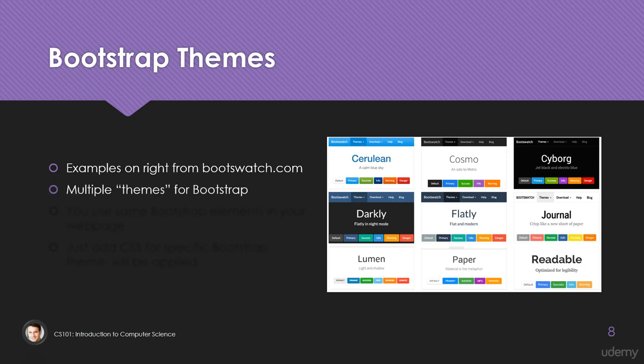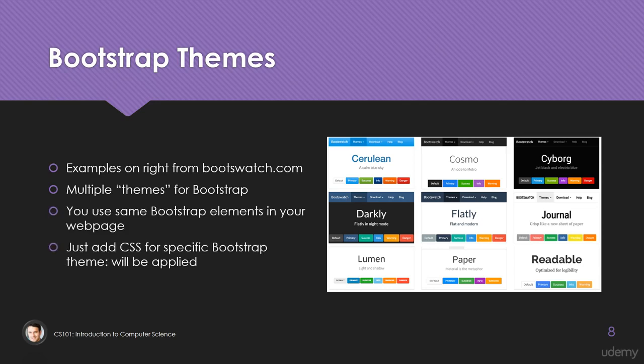And actually, as you build websites, you will come across the concept of themes. WordPress has its own set of themes, which is that you can apply different styles for different websites. So that's basically what a theme is. And you can use the same Bootstrap elements in your web page and just add the CSS for that theme, and it will be applied. And again, the concept of themes is not unique to Bootstrap. You will actually find that in other websites as well when you are building other websites.